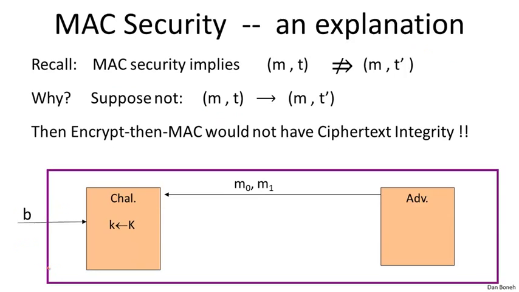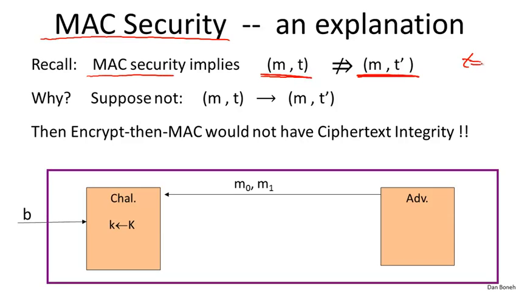So now that we understand this mode of encrypt then MAC, we can go back to the definition of MAC security, and I can explain something that might have been a little obscure when we looked at that definition. If you remember, one of the requirements that followed from our definition of secure MACs meant that given a message MAC pair on a message M, the attacker cannot produce another tag on the same message M.